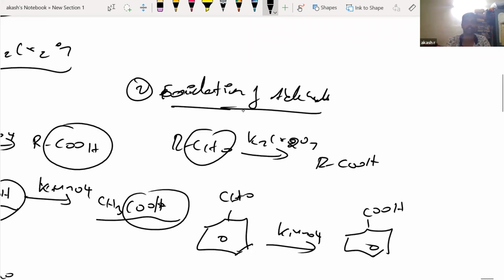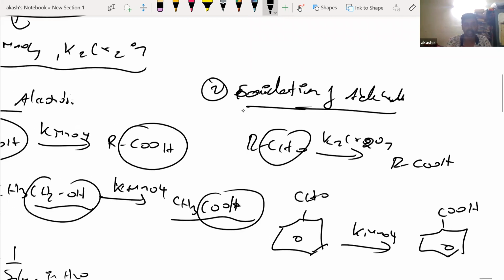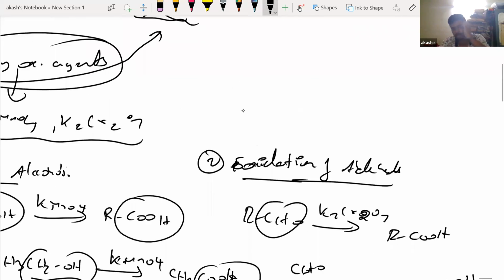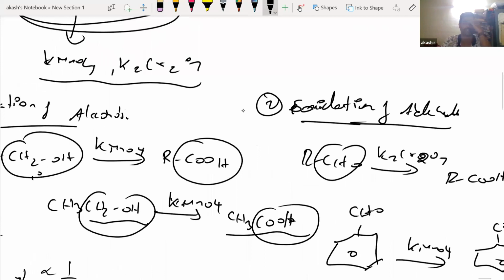Right. Any other thing other than K2Cr2O7 from the alcohols chapter? Do you remember? From the aldehyde part, do you remember? Is there any other way of converting RCHO to RCOOH? Do you remember any other way?